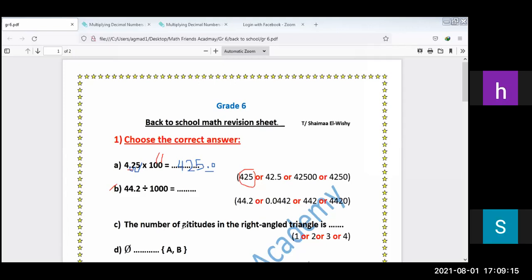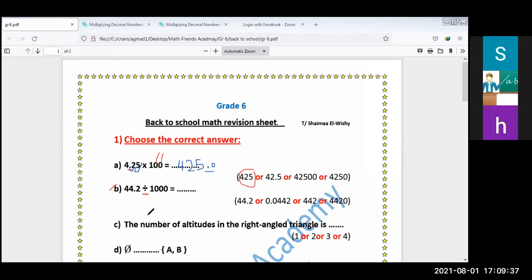44.2 divided by 1000. The same idea here, but I have here a division equation. If I have a number that has a decimal point like this and divided by 10, 100, 1,000, and so on, 1 and the zeros, what will I do? Please listen to your friend. What will I do here? Do you remember?